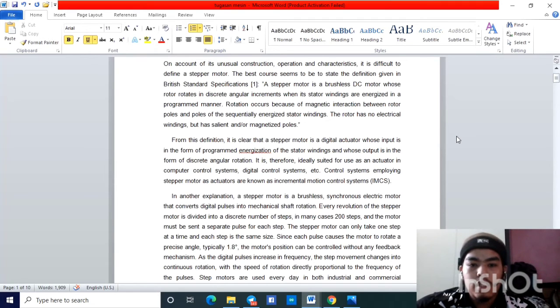It is clear that a stepper motor is a digital actuator whose input is in the form of programmed energization of the stator windings and whose output is in the form of discrete angular rotation.